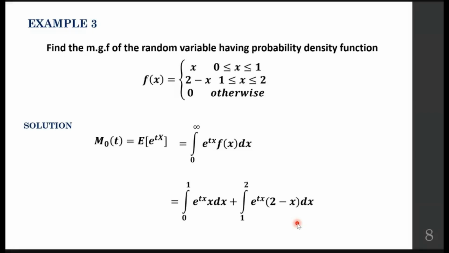How do we integrate this? e raised to tx into x, or e raised to tx into 2 minus x. How do we integrate? By the UV rule. Here we have algebraic and exponential functions. So take the algebraic function as u, and e raised to tx as v. Then, just as we did in Fourier series, we integrate both the terms.